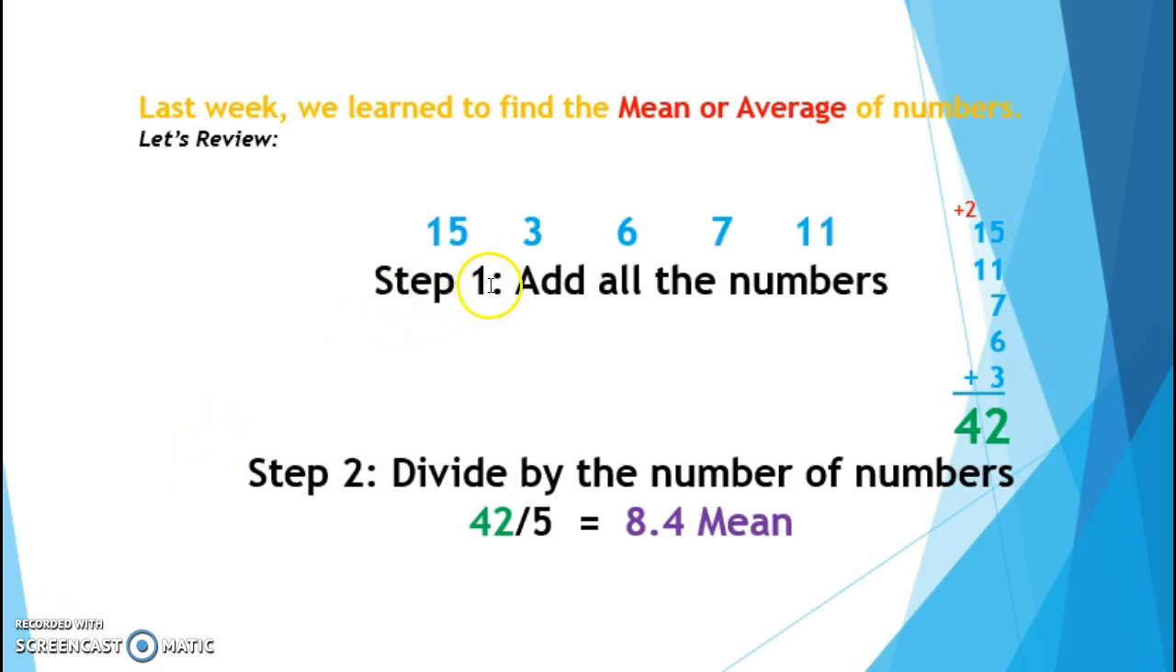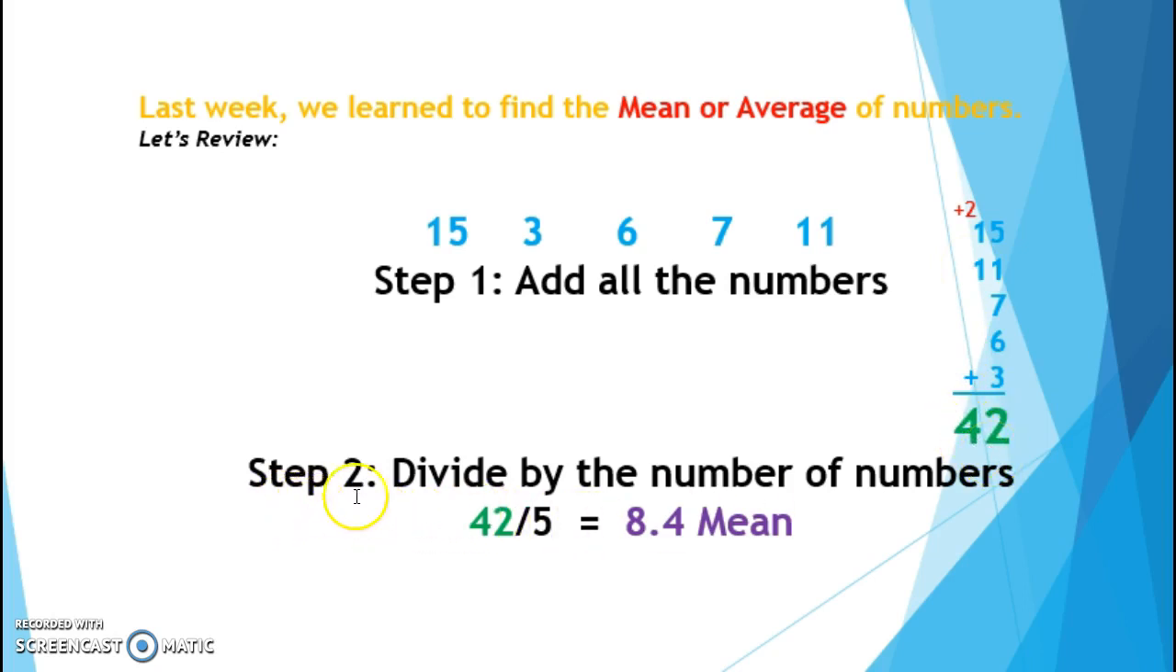Step 1, add all the numbers. Okay? I line them up. I've got 15 plus 11 plus 7 plus 6 plus 3. I line up and add my ones column first. Comes out to 22. Put my 2 down here in the ones column and carry the 1 to the tens. Now I add 2 plus 1 in my tens column. Comes to 42. Not done yet.